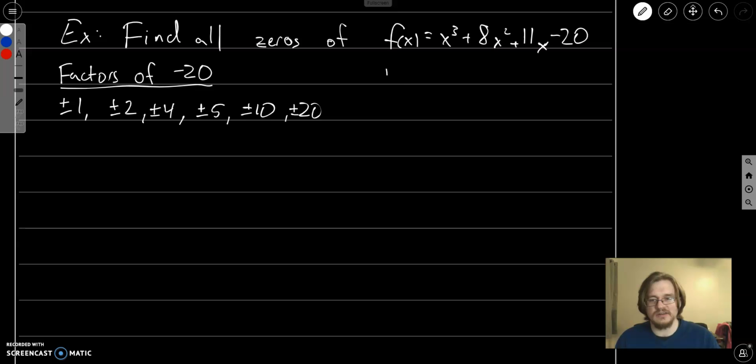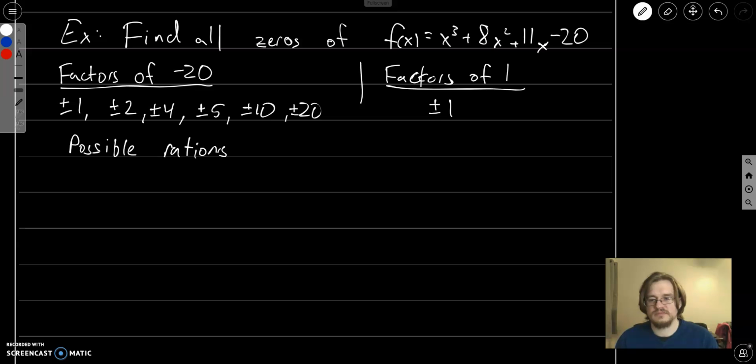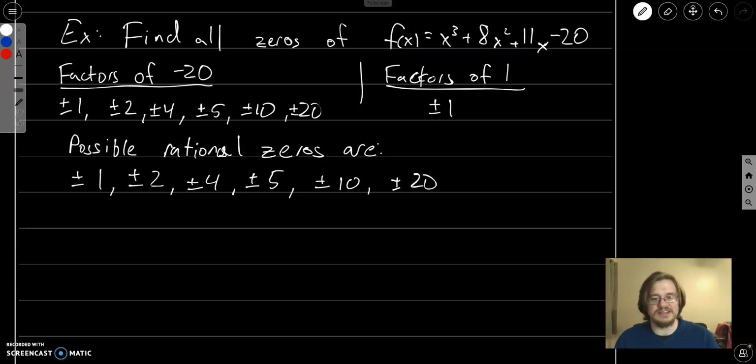So that's a lot of factors there. But then luckily our first term, we only have a 1 as the coefficient. So the only factors of 1 are plus or minus 1. So the possible rational zeros are, well, we can have plus or minus 1 divided by 1, plus or minus 2 divided by 1, plus or minus 4 divided by 1, plus or minus 5 divided by 1, plus or minus 10 divided by 1, plus or minus 20 divided by 1.